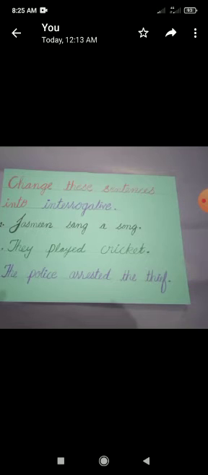Second sentence we have they played cricket. We can change this sentence by using did at the start. Did they play cricket? Here they will be written in all small letters. Okay. Then we have third sentence, that is the police arrested the thief. Here we will change it into interrogative by using did at the start. Did the police arrest the thief? Question mark. I hope you understood through these examples.